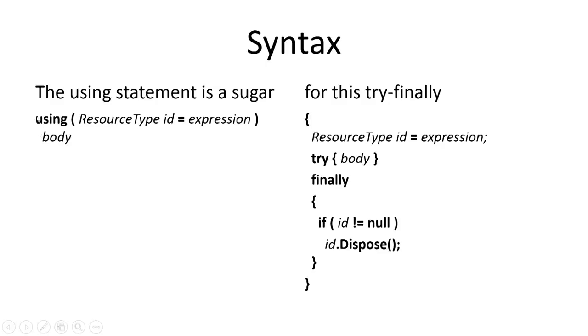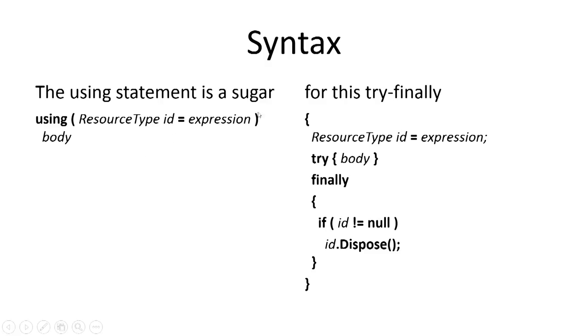So the syntax for the using statement is just using, and then the type of the resource, or var is legal in here. As you've seen, we used var, but we could have said StreamReader. Then the name of a variable, an expression which initializes it. This is usually something like new StreamReader. And then a body. So like the if and while and all of those others, the body can be any statement. It doesn't have to be a block.